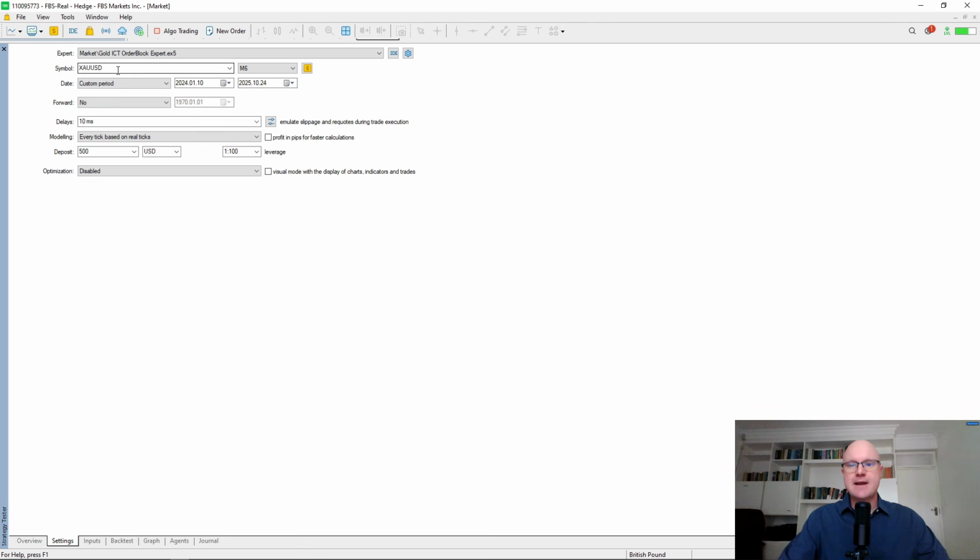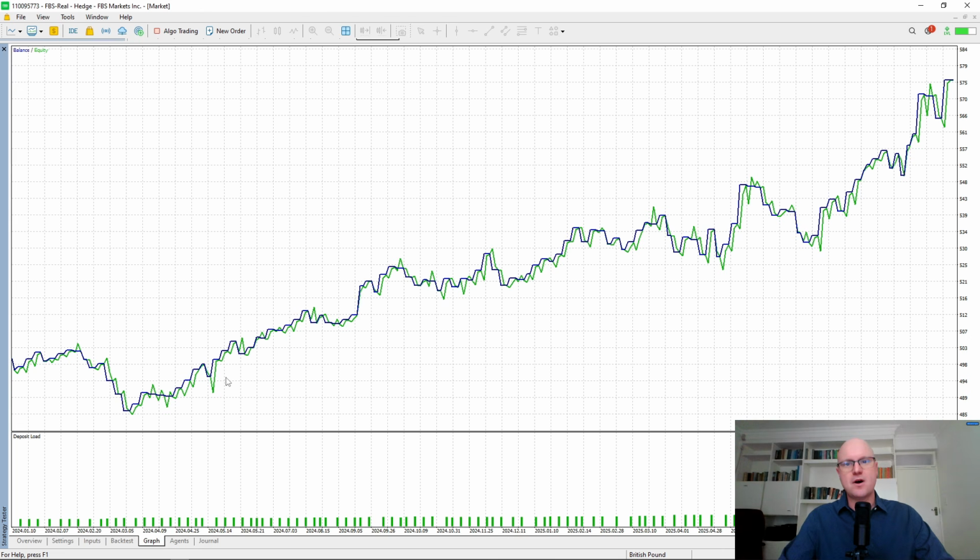Now for the test today, we'll be using the XAUUSD on the 6-minute time frame and testing over a custom period from the 10th of January 2024 until the 24th of October 2025 on an initial deposit of 500, with every tick based on real ticks, which will give us the most accurate testing results. Now, if you do use the set file created by the author, it does use a percentage risk mode, which you can also disable and test it with a 0.01 lot like we see on the graph on the screen.